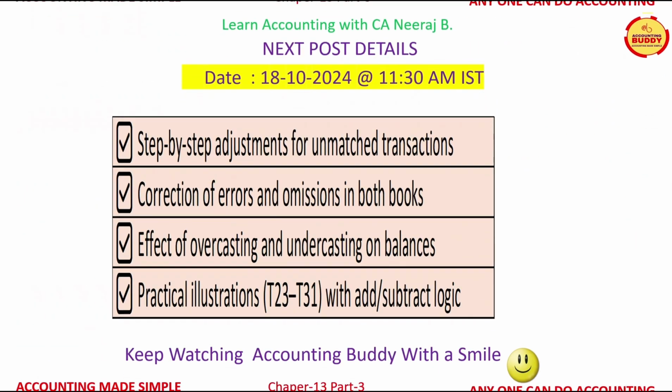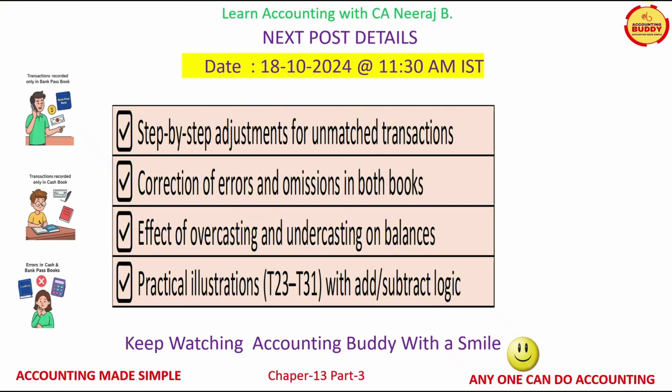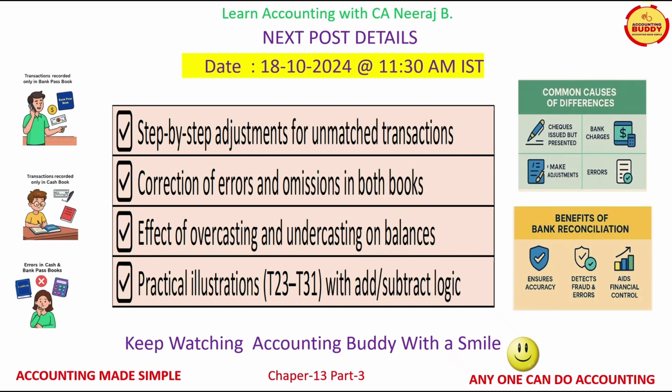Next week on 18th October, we will explore the BRS process when starting with credit favorable balance as per bank passbook. We will also cover the treatment of errors and omissions in both cash book and bank book and the impact of overcasting and undercasting of receipts and payments, followed by real life illustrations.